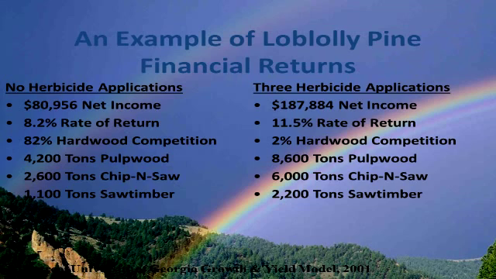What you've done is you've effectively eliminated your hardwood competition on your site. You have changed your classification of timber that has come off the site. You doubled your pulpwood, you almost tripled your chip and saw, and then almost doubled your saw timber. And it's based on the same amount of time. Again, this is a growth and yield model. This is generated on a computer. It's not necessarily real life.